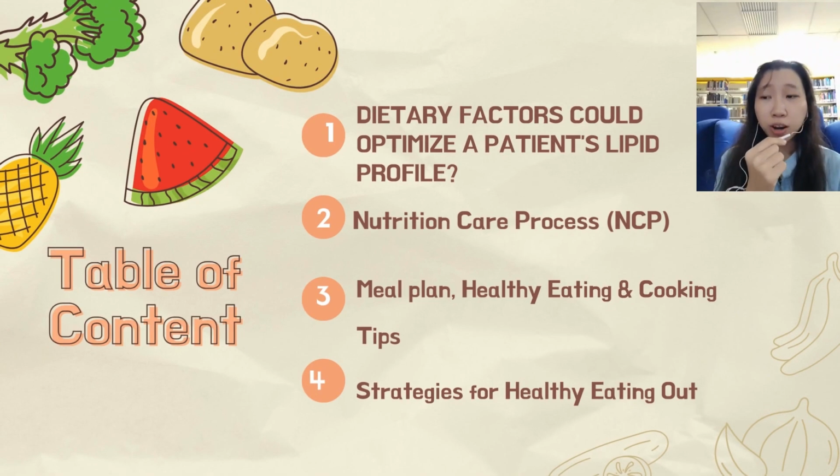This is the table of contents of our assignment. We will share 4 points, which are: dietary factors that could optimize a patient's lipid profile; next is the nutrition care process, which is NCP; thirdly is the meal plan, healthy eating and cooking tips; and lastly is strategies for healthy eating out.